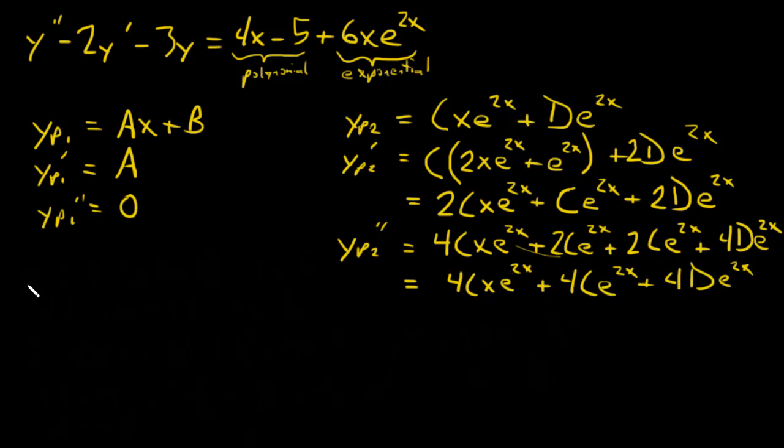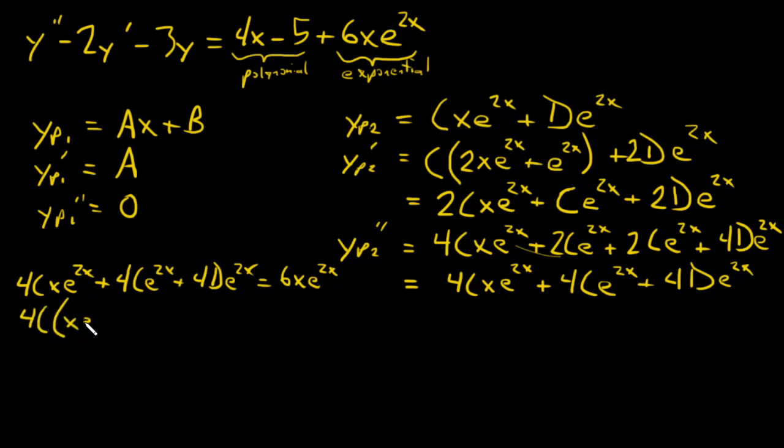So I've got this right here. So 4cx e to the 2x plus 4c e to the 2x plus 4d e to the 2x is going to equal 6x e to the 2x. Okay, I'm going to factor out my x e to the 2x, so it's going to be 4c times x e to the 2x is going to equal 6x e to the 2x. Well, that's not bad at all. That means 4c equals 6, so c equals 3/2.